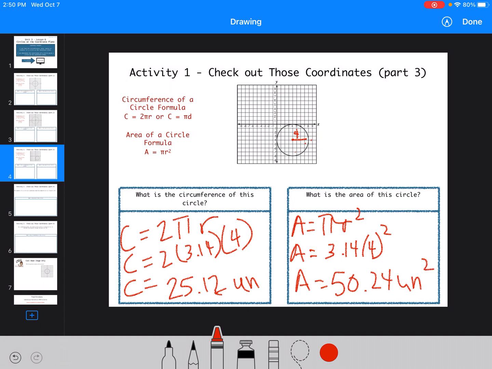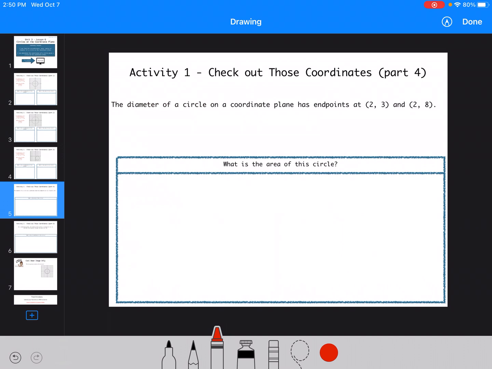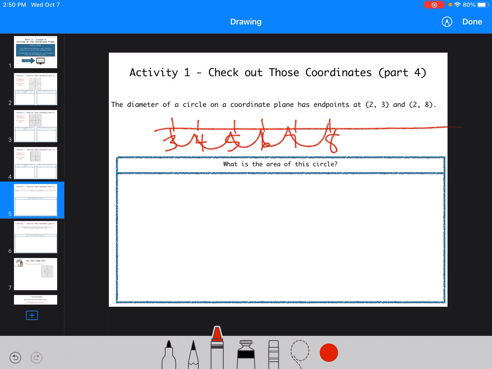So even if it doesn't go straight through the origin, or it's not around the origin, you can still find that center of the circle and the distance across. So then they're saying the diameter of a circle on a coordinate plane has endpoints of (2, 3) and (2, 8). What is the area of the circle? Well, I have to figure out what my diameter is going to be. So I have to go from 3 to 8. So I'm counting 1, 2, 3, 4, 5. So the diameter is going to be 5.